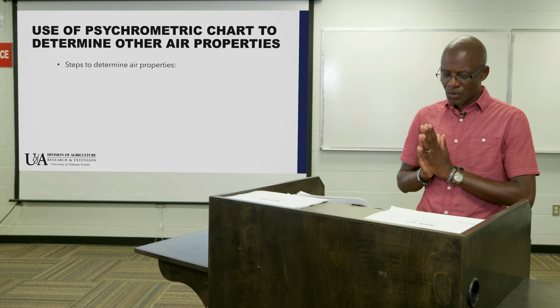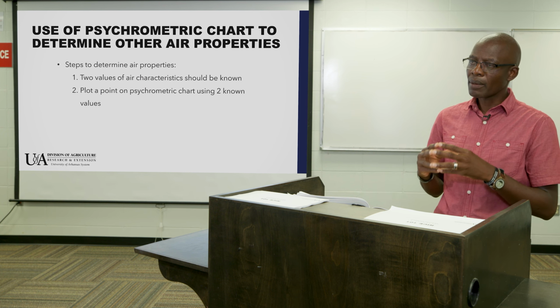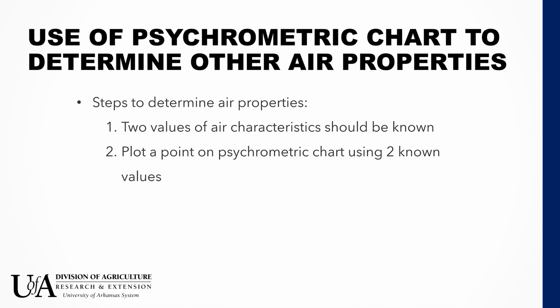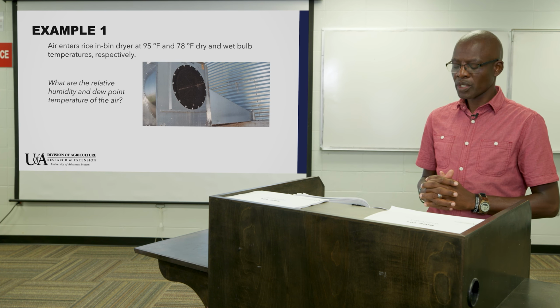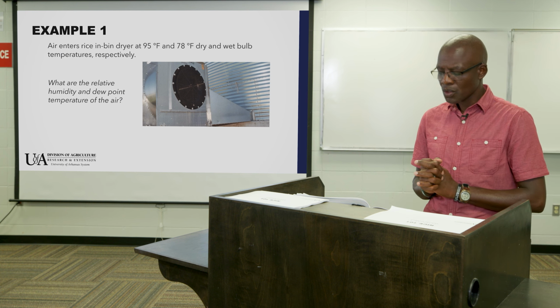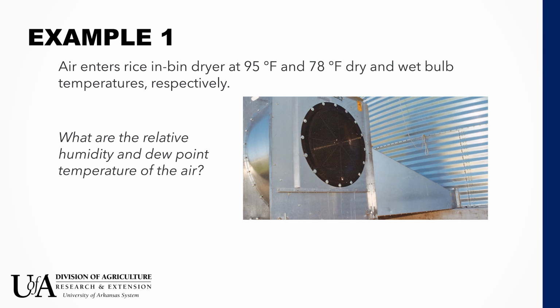So just to summarize how we go about that, there are steps that we can use to determine air properties. The first thing is two values of the air characteristics should be known. Then we need to plot a point on the psychrometric chart using those two values, and then follow the constant property line for determining the remaining air properties. I want us to go through two examples here to help us appreciate the usefulness of psychrometric charts in drying rice situations.